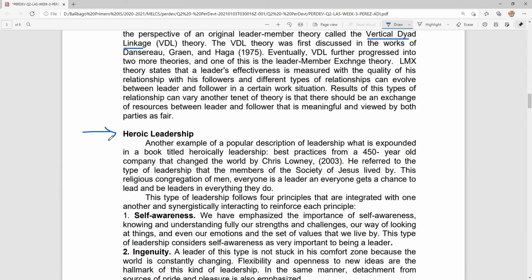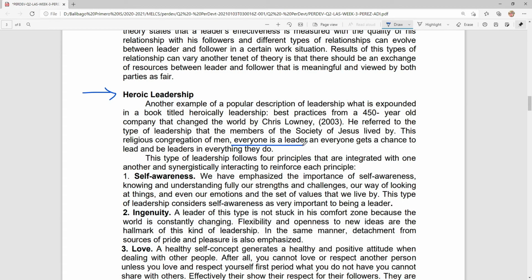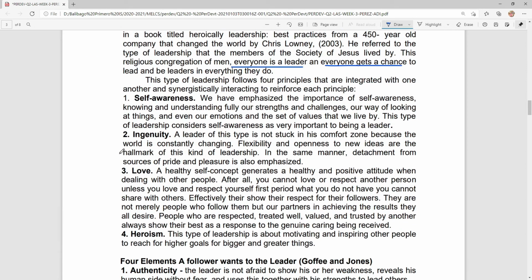Another example of a popular description of leadership is expounded in a book titled Heroic Leadership: Best Practices from a 450-Year-Old Company That Changed the World by Chris Lowney. He referred to the type of leadership that the members of the Society of Jesus lived by. So this religious congregation of men says everyone is a leader and everyone gets a chance to lead. So we have some different types of leadership that are integrated with one another.